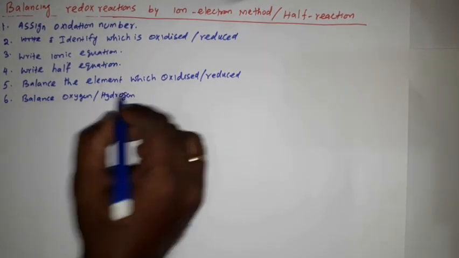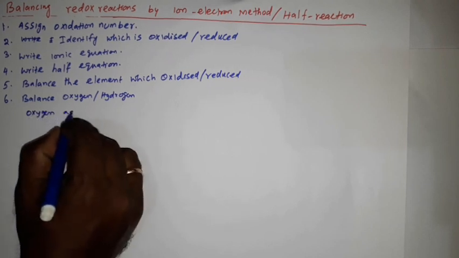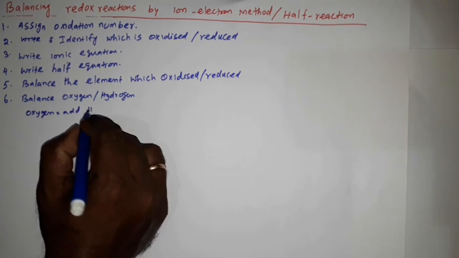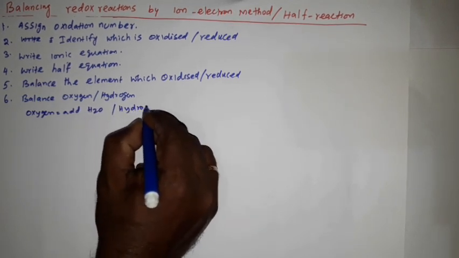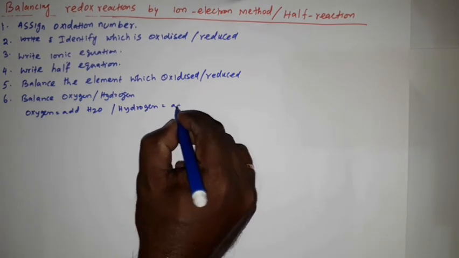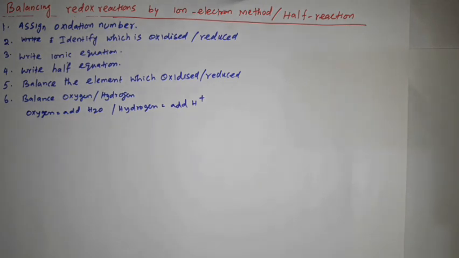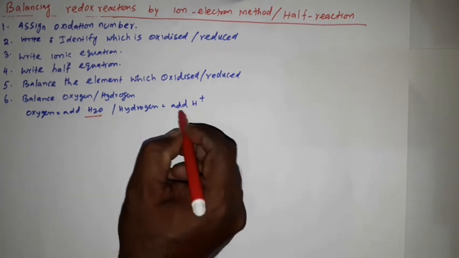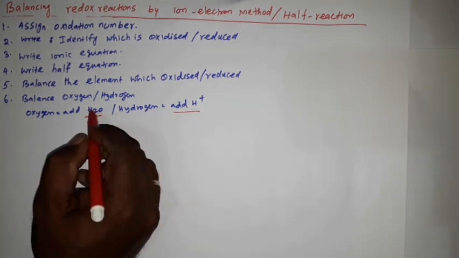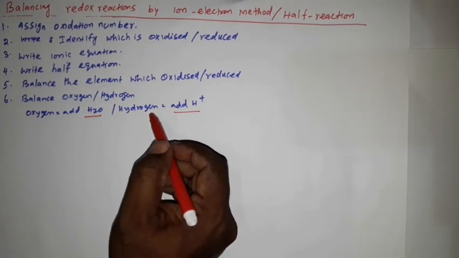To balance oxygen, add H2O. To balance hydrogen, add H plus. This is very important in balancing redox reactions by using the ion electron method. You have to add H2O to balance oxygen. You have to add H plus to balance hydrogen.